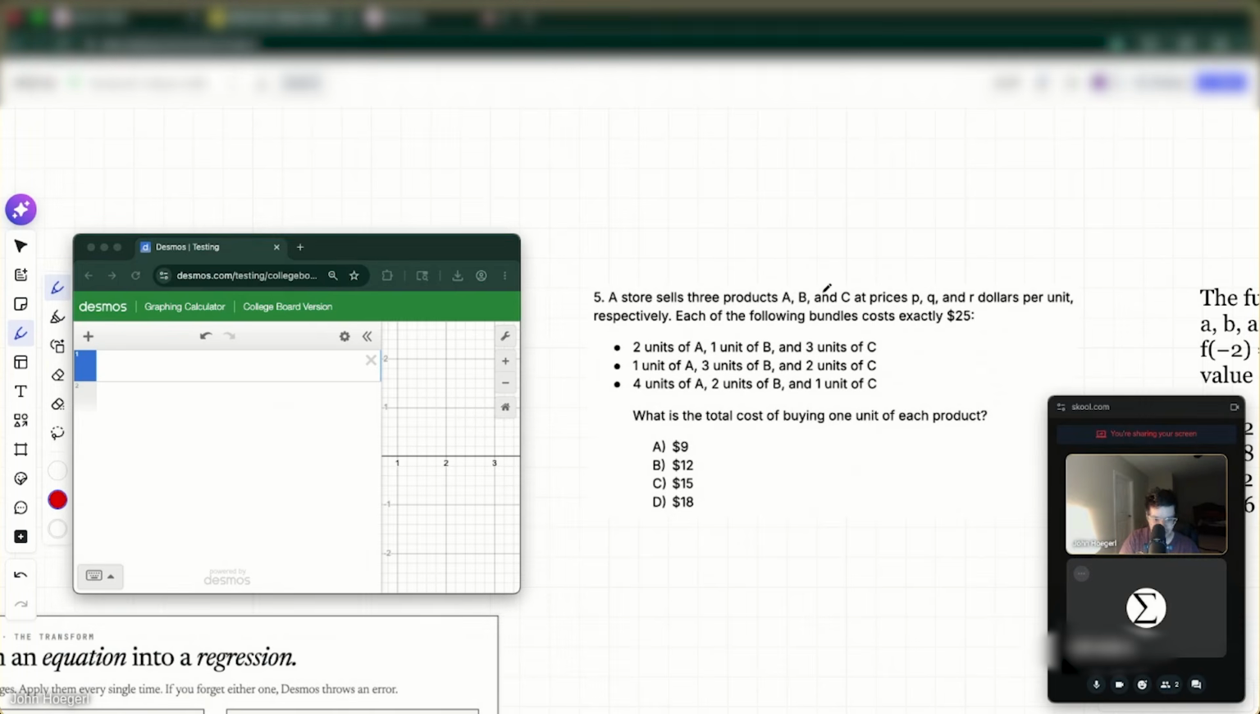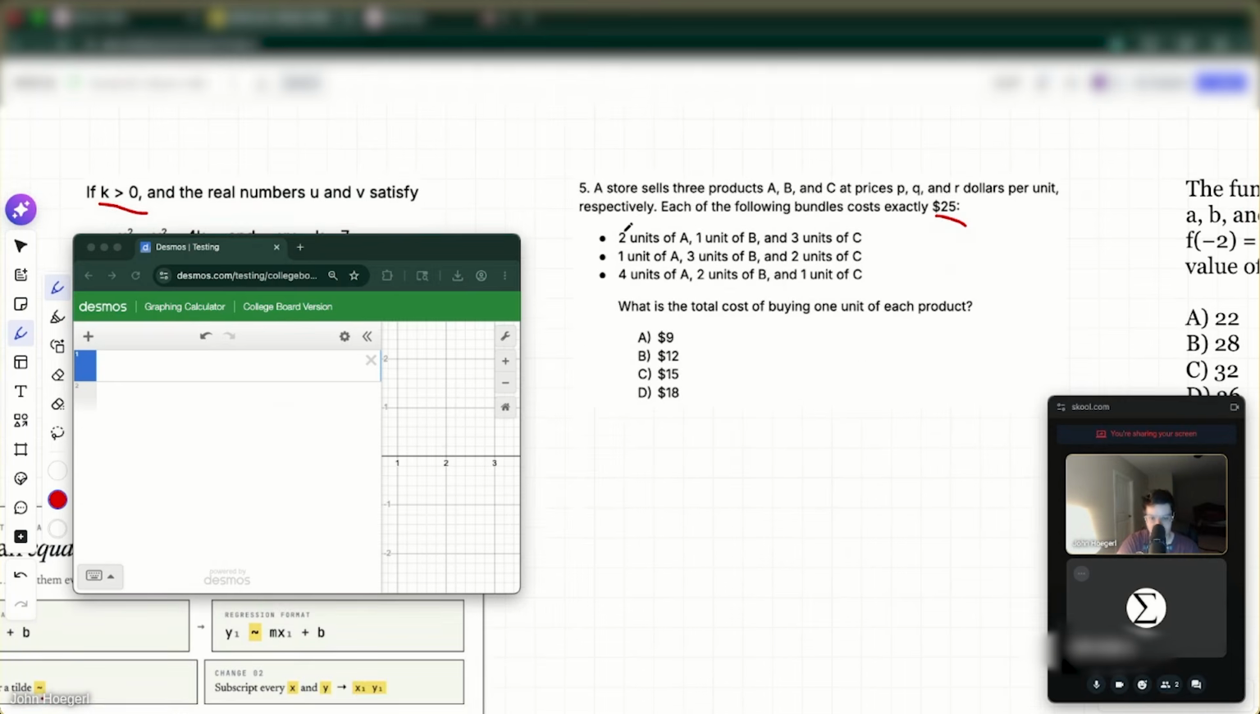So this one here is kind of confusing. It says A, B, and C. They're selling it at prices P, Q, and R, and then says each of the thing costs 25. So okay, each of these costs exactly $25. So you could basically think of it like we have an equation where this plus this plus this equals 25. This plus this plus this equals 25, and then the same for the last one.